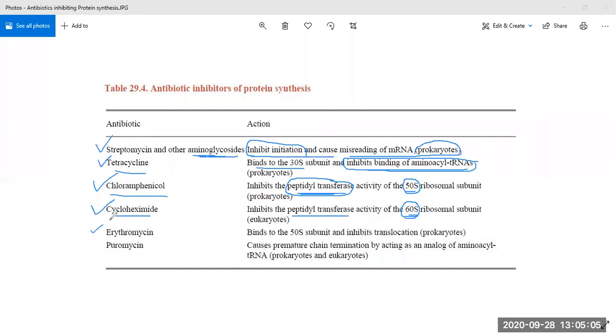You have erythromycin, another class of antibiotic which is very commonly prescribed in upper respiratory tract infections. Erythromycin. What does it do? It binds to the 50S subunit and inhibits translocation. So we have just seen what is meant by translocation. After the peptide bond formation, three movements take place. The peptidyl tRNA moves from the P site to the E site. The deacylated tRNA moves out of the ribosome, and the ribosome moves 3 codons forward. That means a new codon.